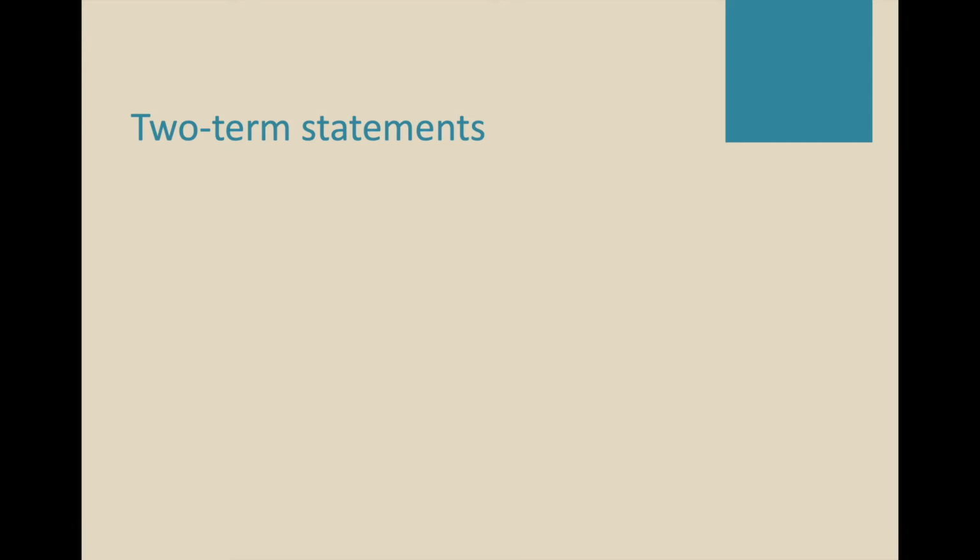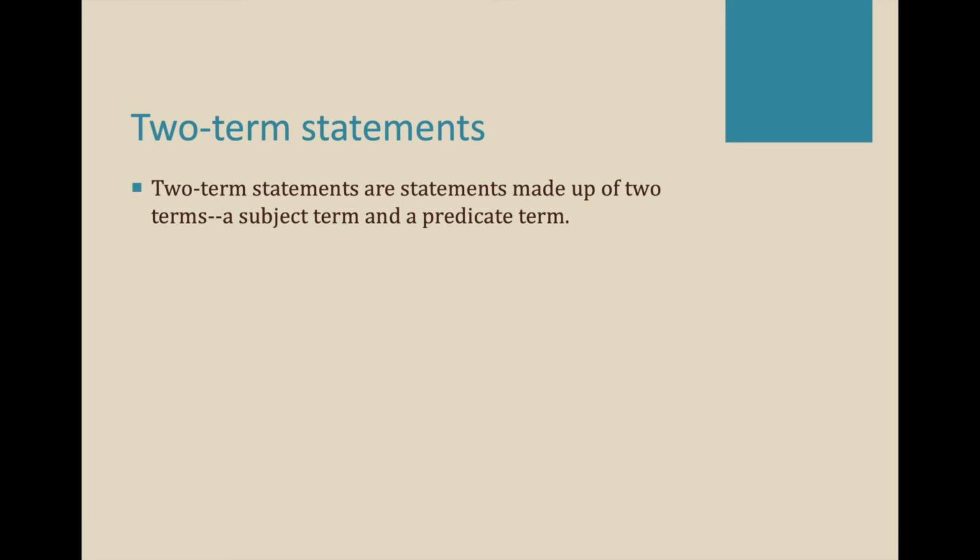So let's take a step back and consider what we call two-term statements. Now, remember, statements are sentences or parts of sentences that can be true or false. And we're concerned here with the way sentences are constructed with subjects and predicate terms. So when we talk about a two-term statement, we're talking about statements made up of two terms, a subject term and a predicate term, remembering that each of the terms represents a class or a category of people, things, ideas, objects in the real world, right?